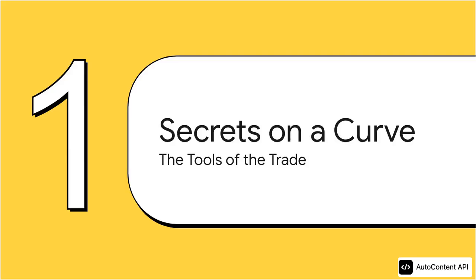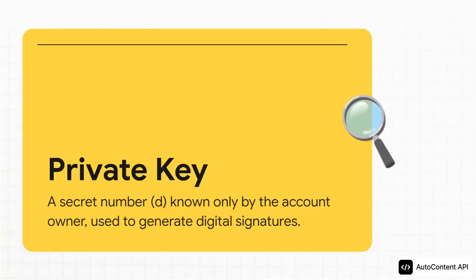Okay, so before we can build this unforgeable signature, we need to get our tools together. And it all starts with a secret that only you will ever know. First up is your private key. Don't let the name fool you. It's not as complicated as it sounds. A private key is really just a huge, massive number that you've picked completely at random. And the most important thing, you have to keep it a secret. No one else can know it. This number, this is the key to everything you do.